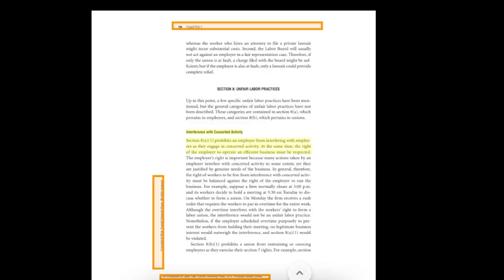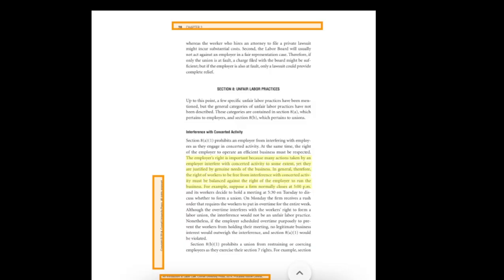Section 8(a)(1) prohibits an employer from interfering with employees as they engage in concerted activity. At the same time, the right of the employer to operate an efficient business must be respected. The employer's right is important because many actions taken by an employer interfere with concerted activity to some extent, yet they are justified by genuine needs of the business. In general, therefore, the right of workers to be free from interference with concerted activity must be balanced against the right of the employer to run the business.